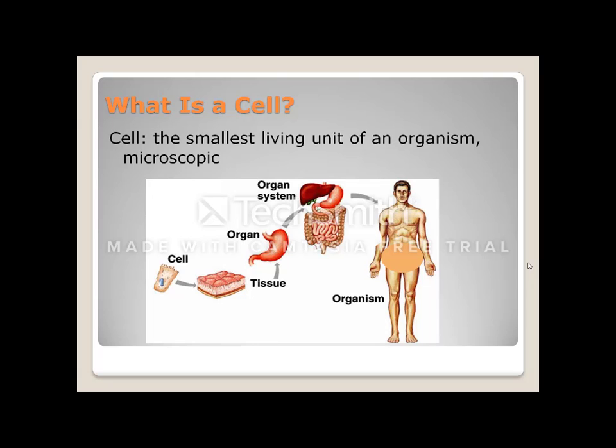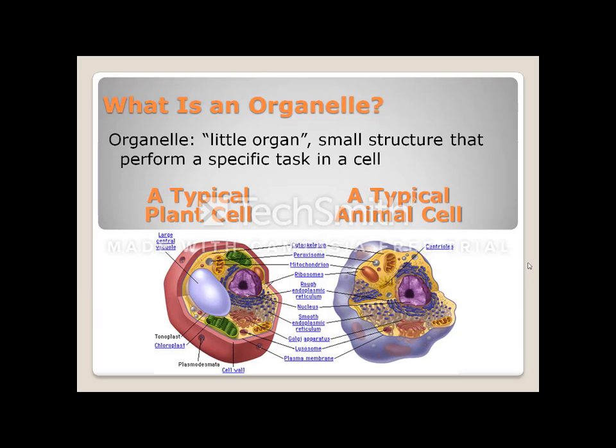What is a cell, you might ask? A cell is the smallest living unit of an organism. They are microscopic, which means we cannot see them with the naked eye. What is an organelle? Well, organelles are those small structures that are found within a cell. They perform specific tasks in order to keep the cells alive.